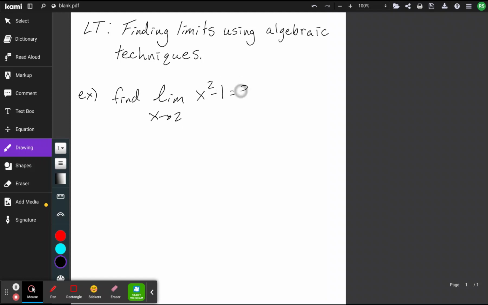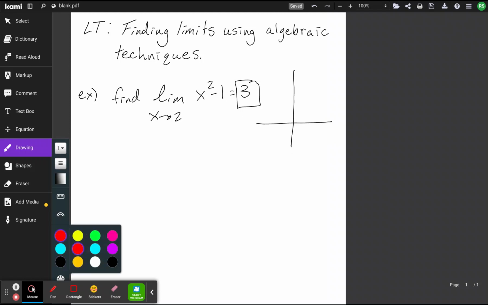Now, I know right away that this limit is equal to 3. X squared minus 1 is a parabola. It doesn't have any stretch, no horizontal shifts. It just has a vertical shift of down 1. Our vertex is at (0, -1). When x is equal to positive 2, we would have the point (2, 3).